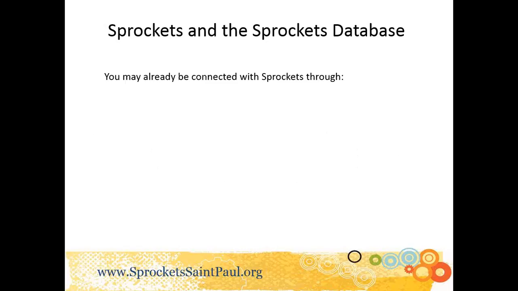Your organization might already be connected with Sprockets in some other ways besides just the data system. You may be putting data into the program finder. So the program finder is located on the Sprockets website, which is down here in the corner of your screen, sprocketsstpaul.org. If you're inputting data into the program finder, what that allows youth and parents to do is to go to the Sprockets website and search for example, basketball programs for 7th graders and see everything in the city that does that. So it's a good way to reach out to people who might not otherwise know about your program and help them find programs that are a good fit.